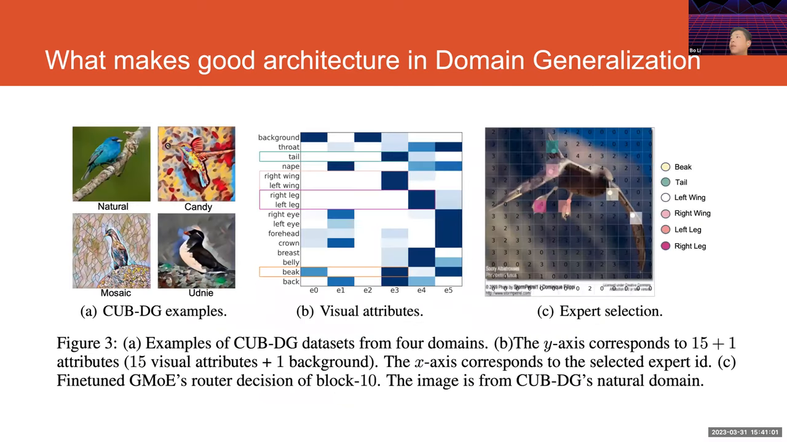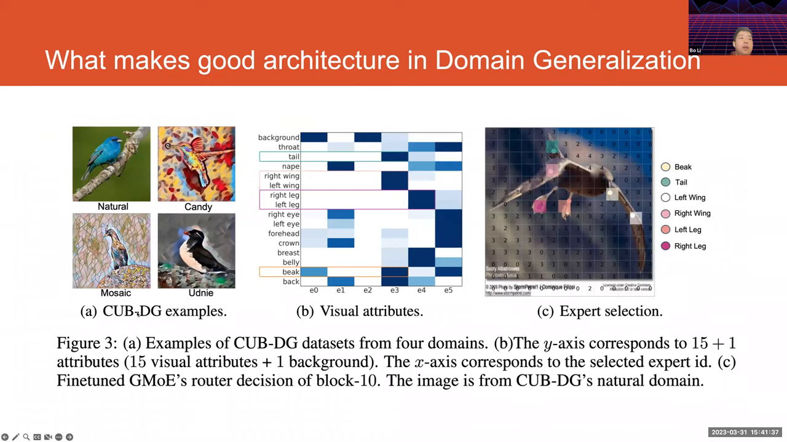And here is also an interesting thing we found. Previously we just showed some video examples, and here we show statistically whether the MOE experts align with some visual attributes. We process a famous dataset called CUB, a fine-grained bird recognition dataset. We process it into four domains, using data augmentation or stylization techniques.